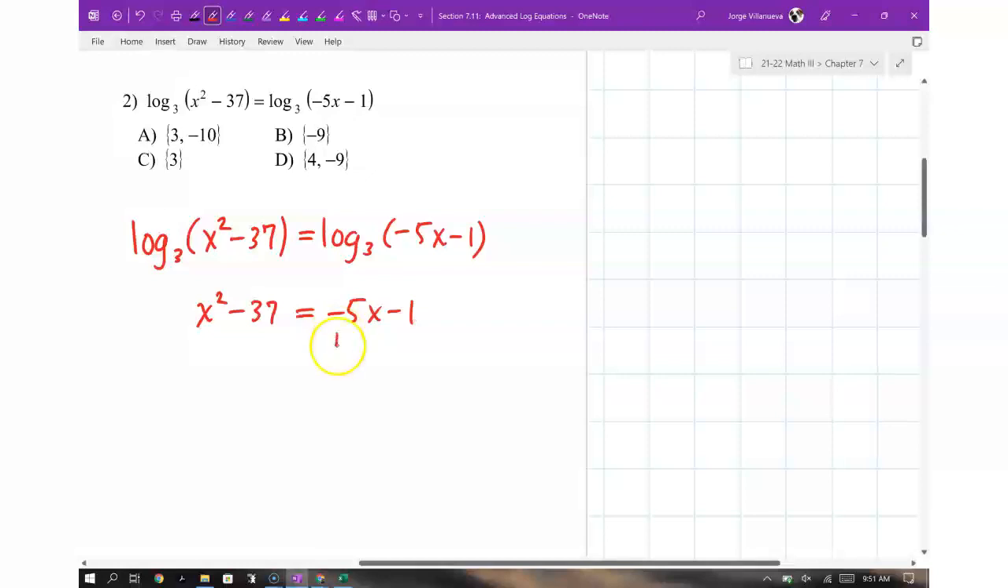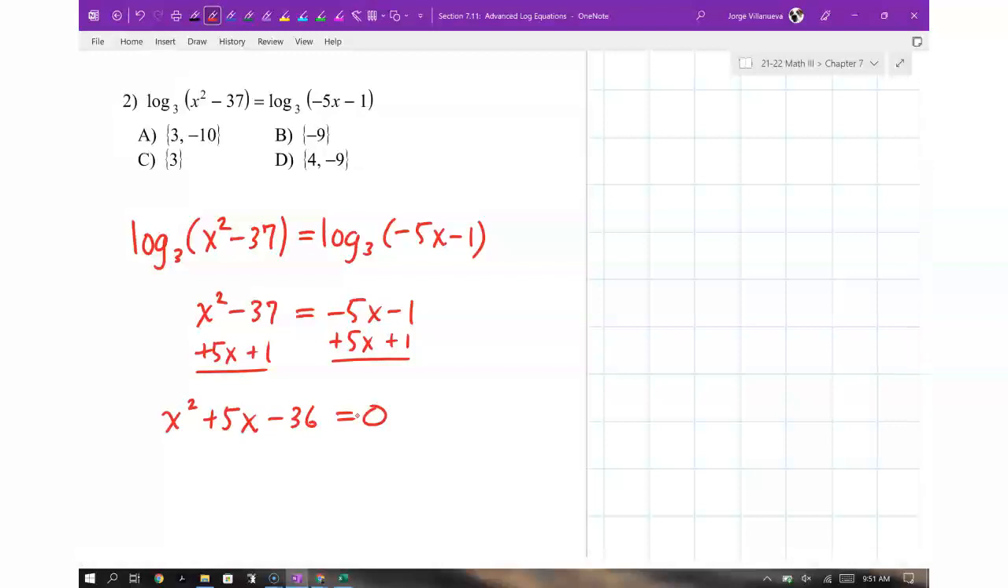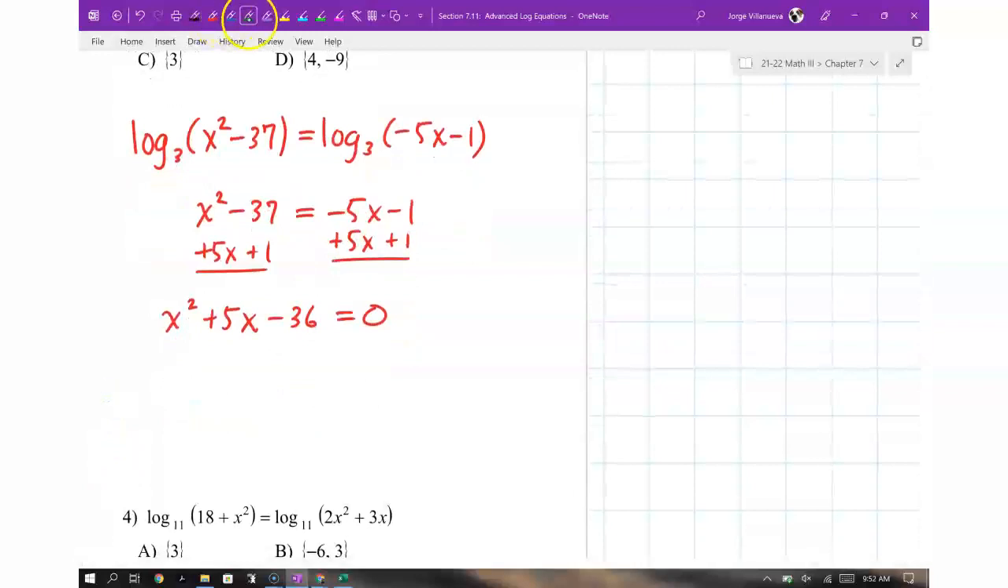So what I'm going to do is I'm going to add 5x and I'm going to add 1 at the same time, okay? I know that's kind of weird, but I'm going to do them at the same time. So this is going to be x squared plus 5x, and then negative 37 plus 1 is a negative 36. I'm adding both of those terms individually. I know it looks like one big thing, but I'm just adding both over to the side. Remember, you want to set things equal to 0 because that allows you to do your factor, right? So let's go ahead and factor x squared plus 5x minus 36.